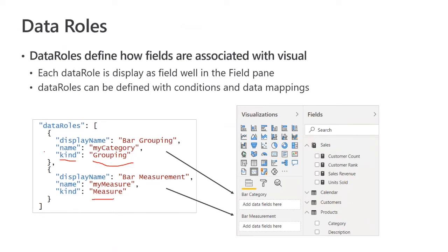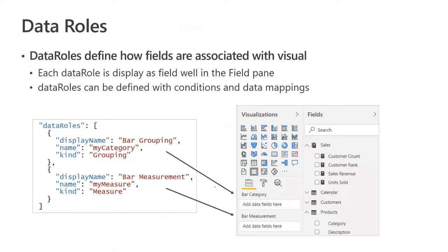If you say measure, and they drop a column inside there, it's going to automatically get wrapped with an aggregate function. If you say grouping, it needs a row context, so you're not going to be able to drop a measure in there. You can have a combination, both.